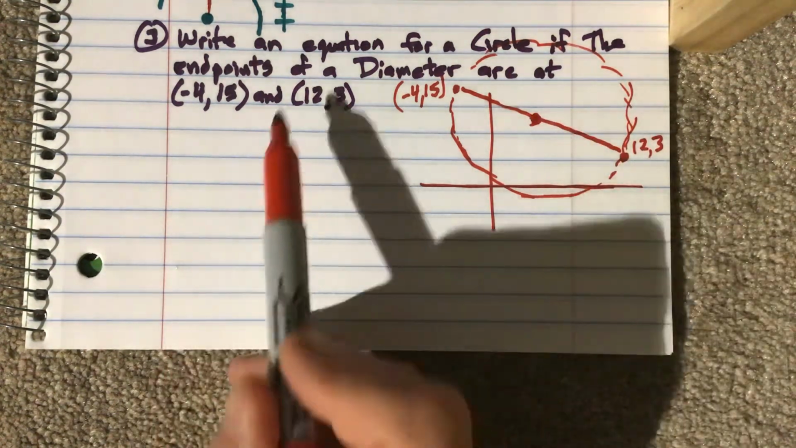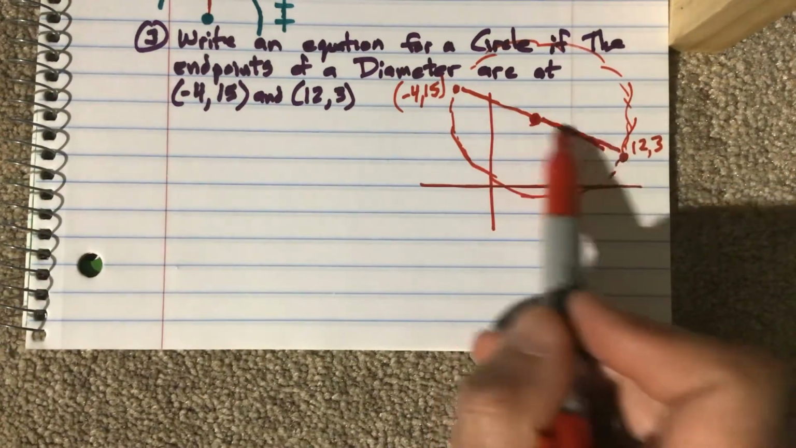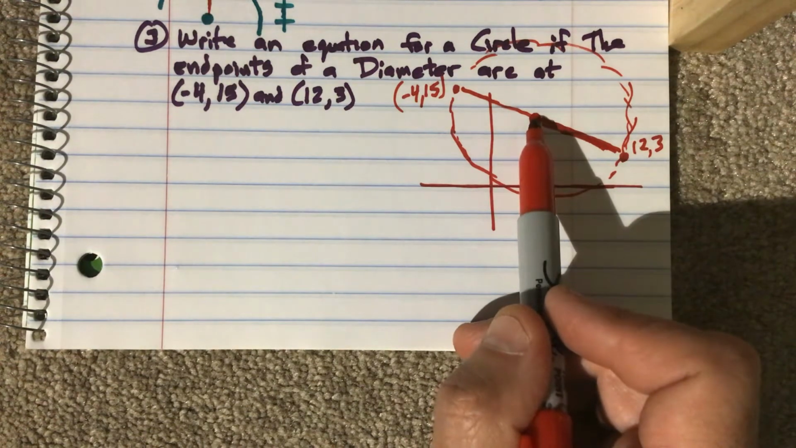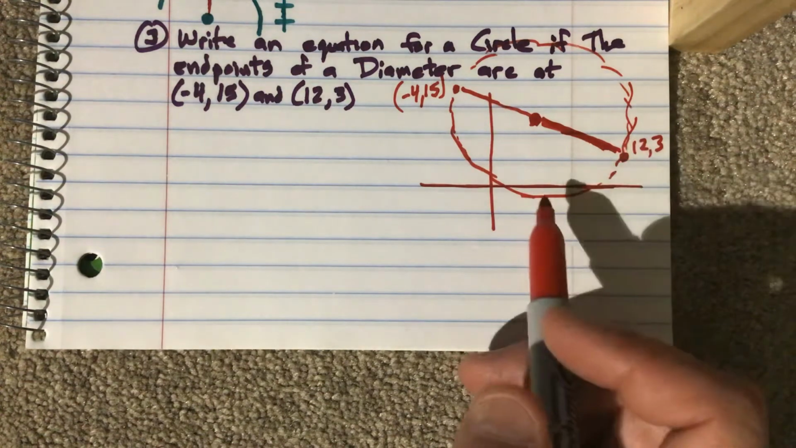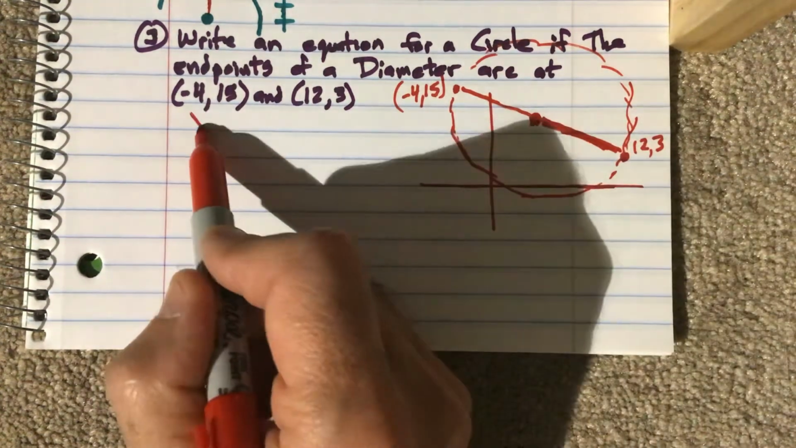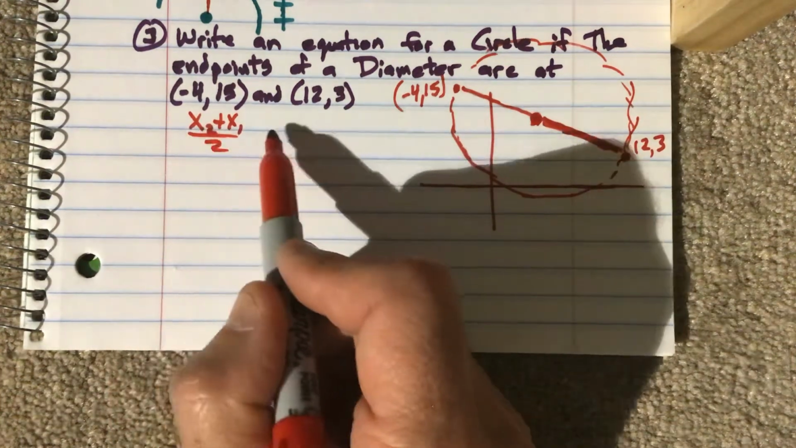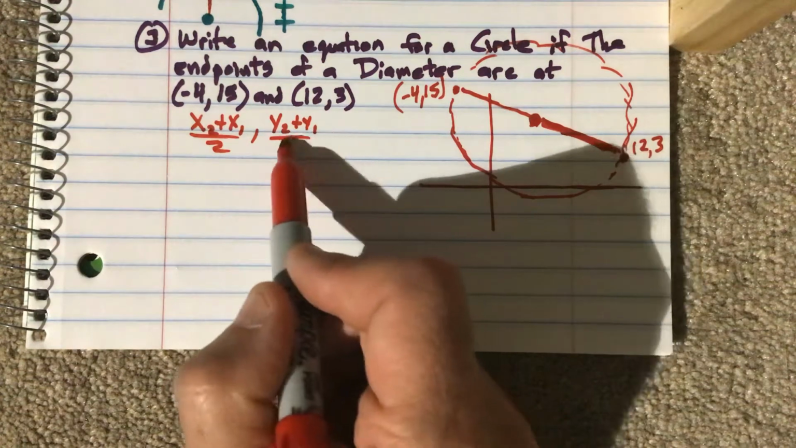So in order to write the equation of a circle, you need to know what the center is, and you need to know what the radius is. Okay? Well, the center is exactly between these two points, and we learn about this in geometry. It's called the midpoint formula, and it looks like this. Add your x's together and divide by 2. Add your y's together and divide by 2.